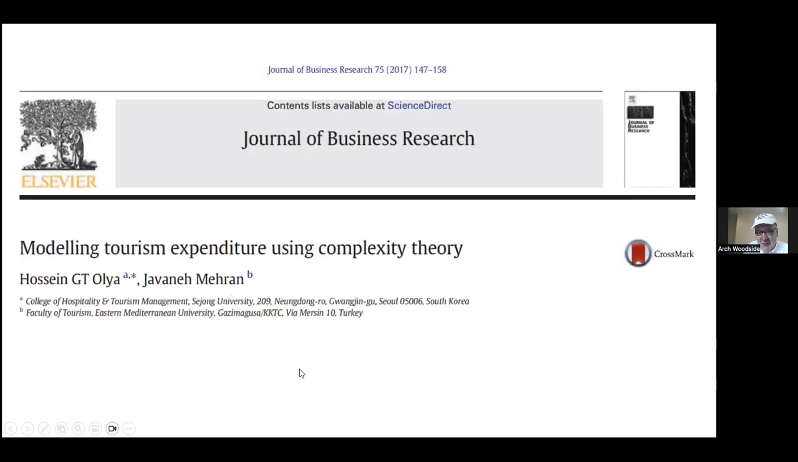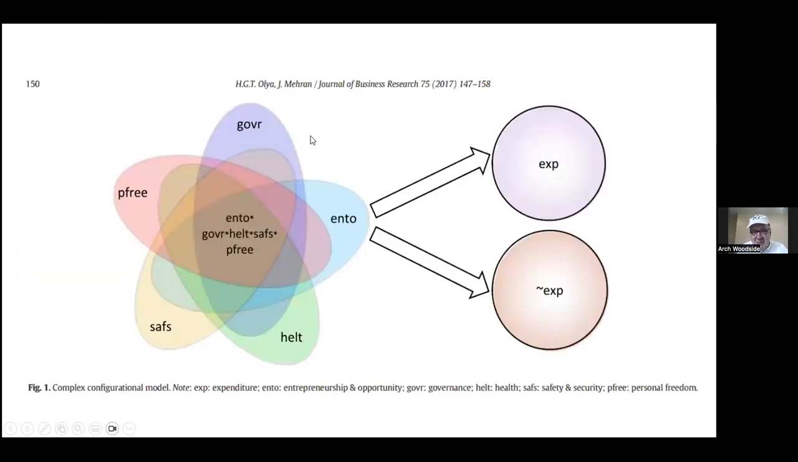All right, so I just wanted to point out, this is a very nice paper by Olya and Mehran, published in JBR, Journal of Business Research, in 2017. And it shows, looking at tourism expenditures by 5 conditions, such as safety of the nation, and entrepreneurship, and the amount of freedom in the country, and health. Down here is HELT, stands for health.